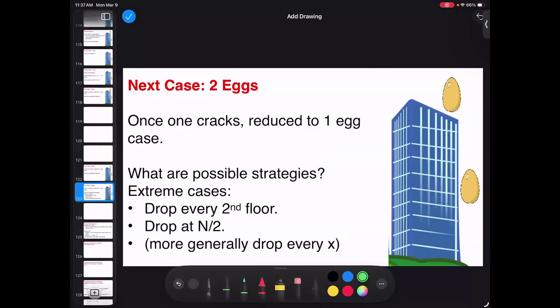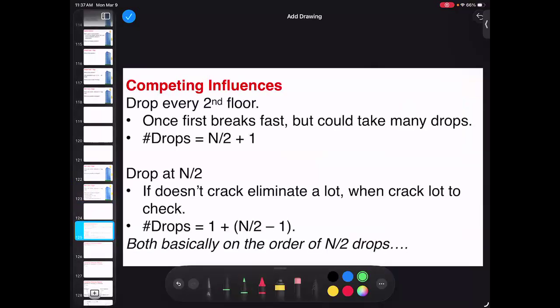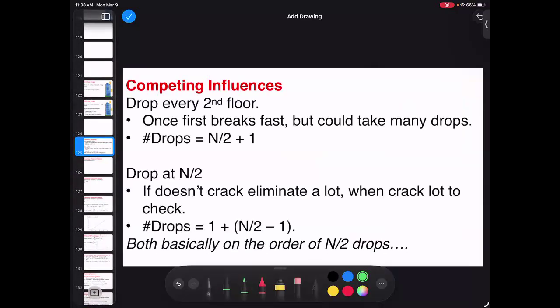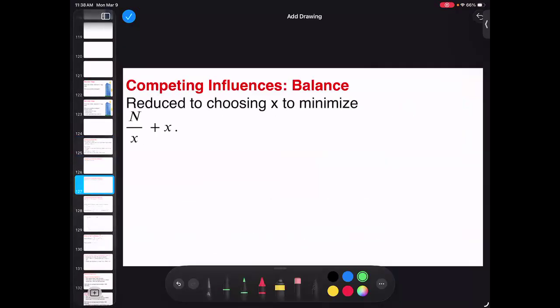There's a really good math concept looking behind here. So we analyzed basically the 2 strategies take on the order of n over 2 drops, dropping every second or dropping in the middle. It's not that good. It's still on the order of n. We talked about dropping every x floors. It comes down to reducing the function n over x plus x. I don't have to worry about the minus 1 because that's a fixed cost. And so can we find which x makes this as small as possible?